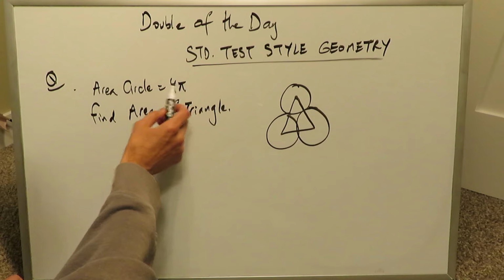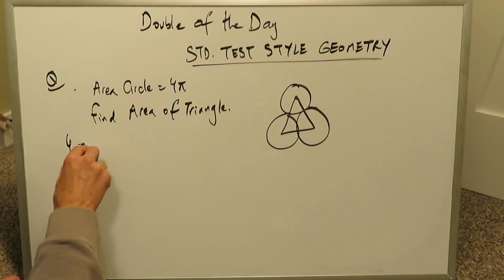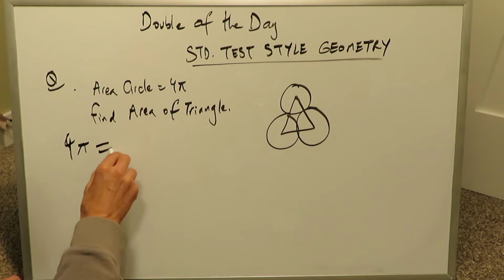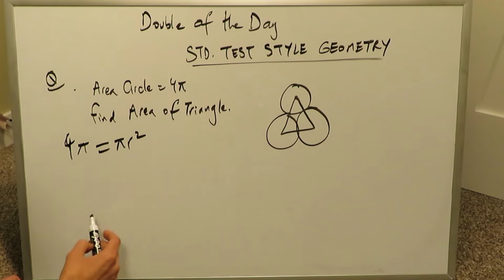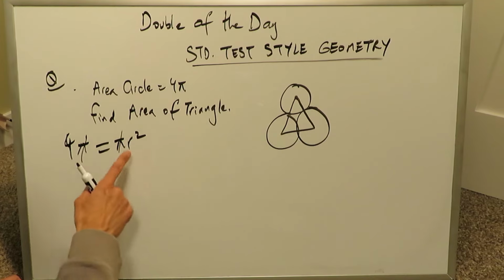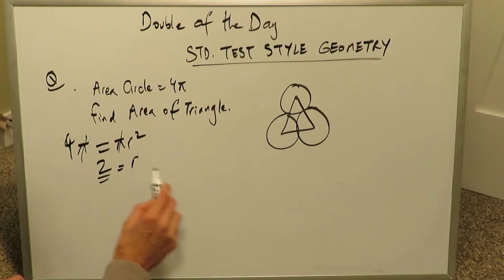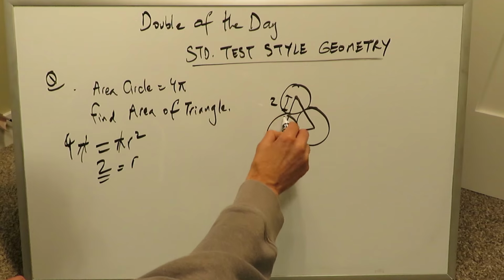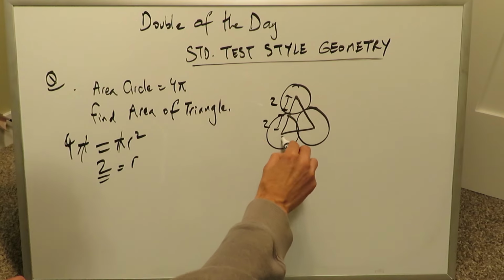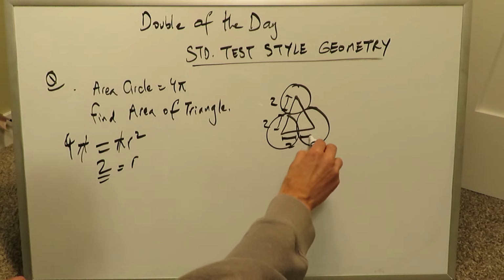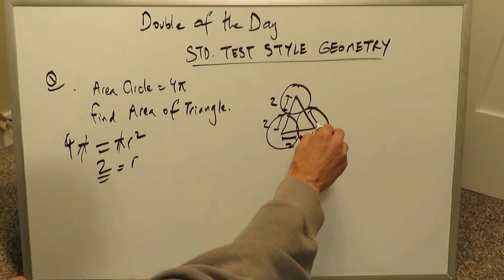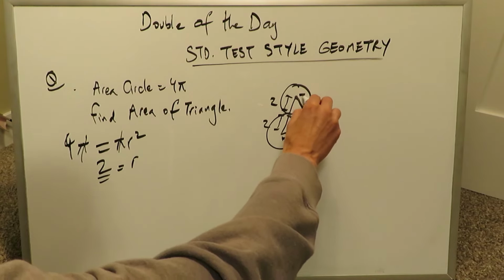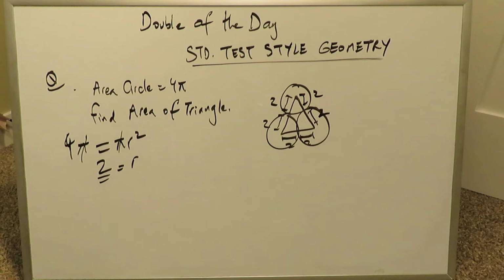Start with what you know, which is 4 pi. We know 4 pi represents the area of one of those circles and the formula for an area is pi r squared. You can actually calculate the radius. The pi's cancel out. The radius is equal to root 4, which is 2. We know now each of these radii is 2 and you can mark them all. You don't need to mark them all, but I'm just marking them for the purposes of this video. We've generated 2's all around.